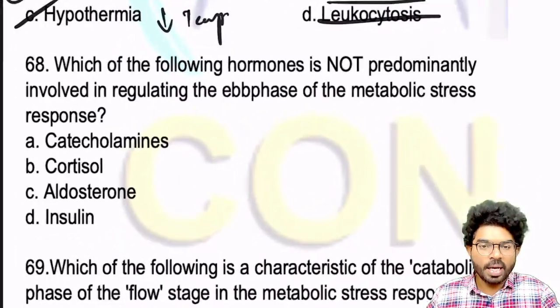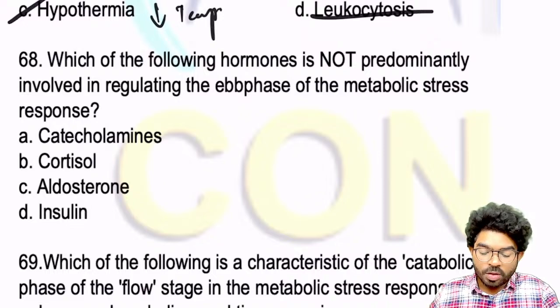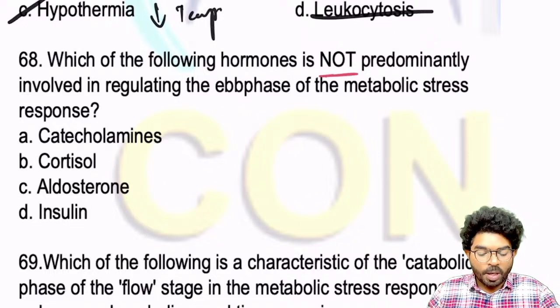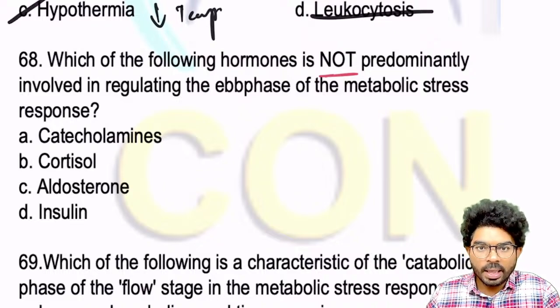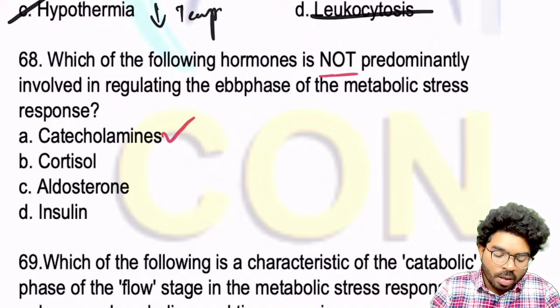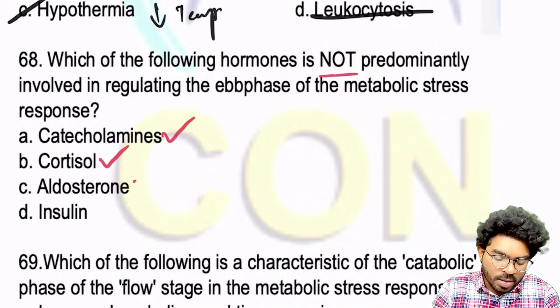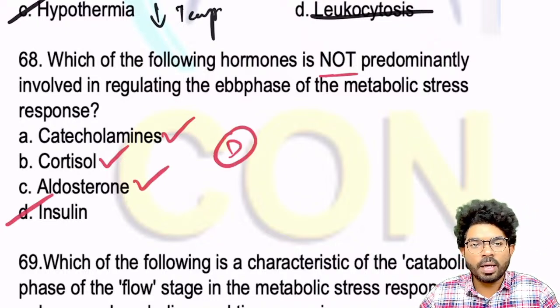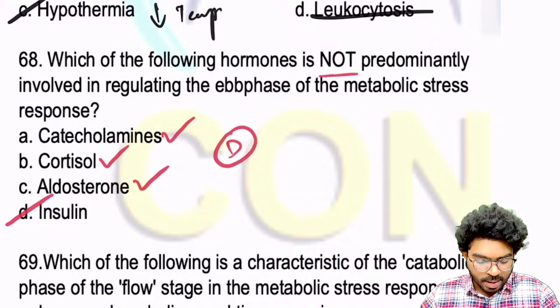Next comes question 68. Which of the following hormones, keyword not, is predominantly involved in regulating the EBB phase of the metabolic stress response? Yes, catecholamines are involved, cortisol is involved, aldosterone is involved, insulin is not a part of it. The answer is D.